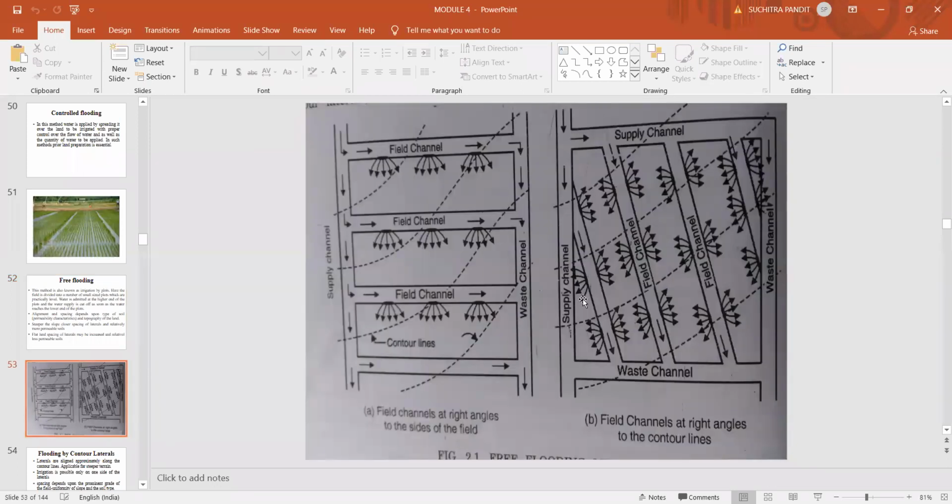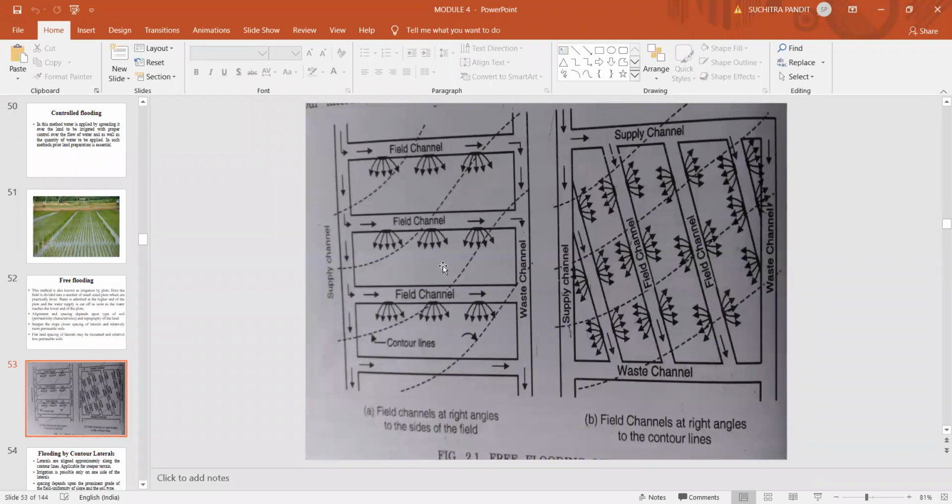Now this figure shows here the entire plot is divided into a number of equal strips, and these are the field channels. You can see these are the field channels, and water is allowed to flow through this field channel, and again water is supplied to the plot.